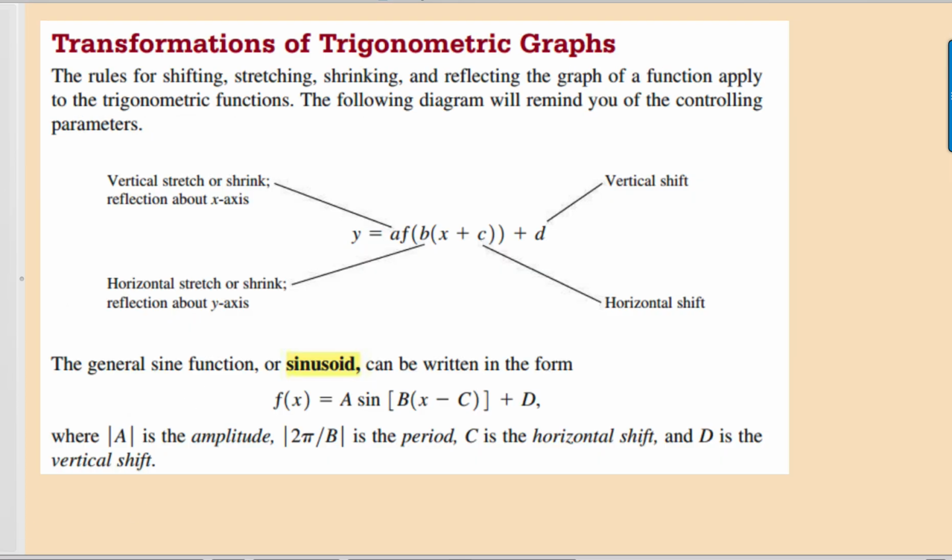Transformations of the trig functions. So remember that A here is a vertical stretch or shrink. It also is a reflection about the y-axis. Adding D is a vertical shift. Over here inside the parentheses with X, that's a horizontal shift. And over here B is a horizontal stretch or shrink and a reflection about the y-axis. Over here A is viewed as the amplitude, and whatever this B is, 2 pi over B is what we call the period, and so on.